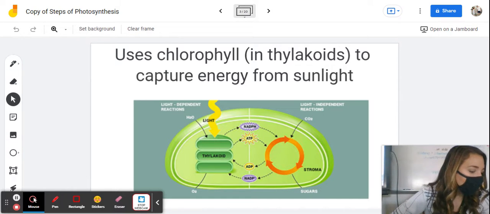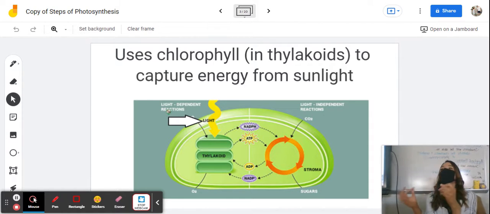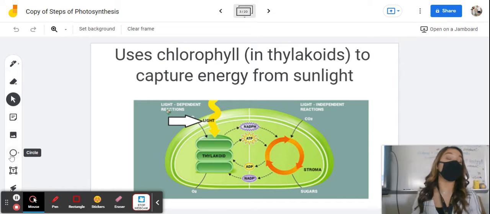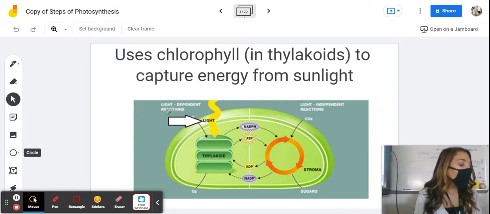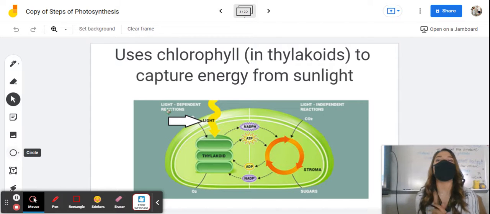So let's do this. Can you go to your little shape tool, make me an arrow, and I want you to point to light. We need light in this step because it's basically like powering our step 1 of photosynthesis. When you click on that little circle on the left, that gives you a little shape. You could draw it too. I don't really care.